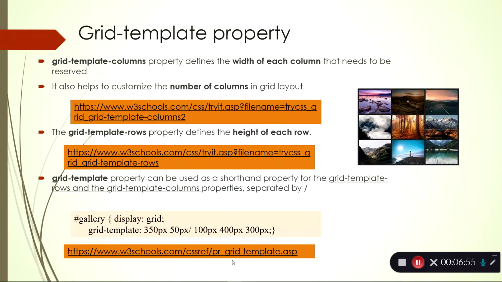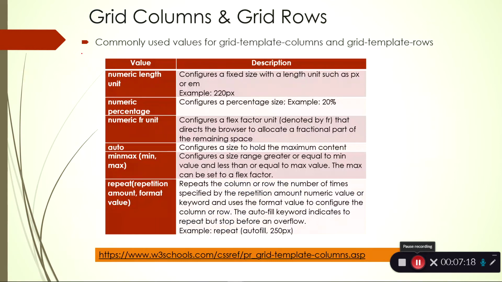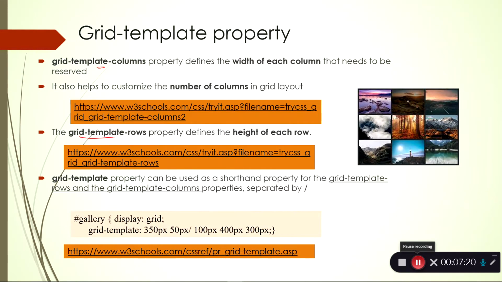So the second property that we are going to see is called the grid template property. The grid template property has associated properties called grid template column, and then grid template row, and then the general grid template, which is the combination of grid template rows and columns. So let's see how this grid template property will help us to customize the element.